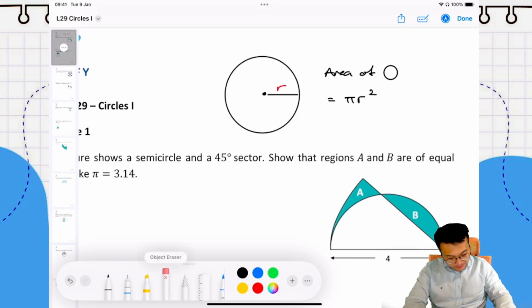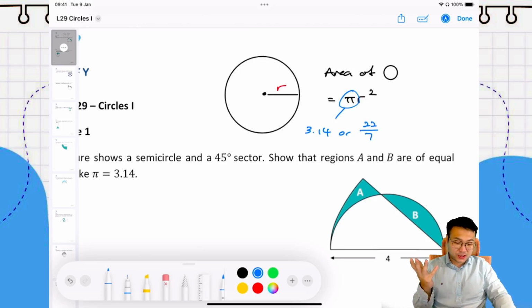So the question will tell you what pi is. Sometimes it is 3.14. Sometimes it is 22/7. It really depends on the question, so don't worry about it. Let's just read the question and then you'll know what pi is.